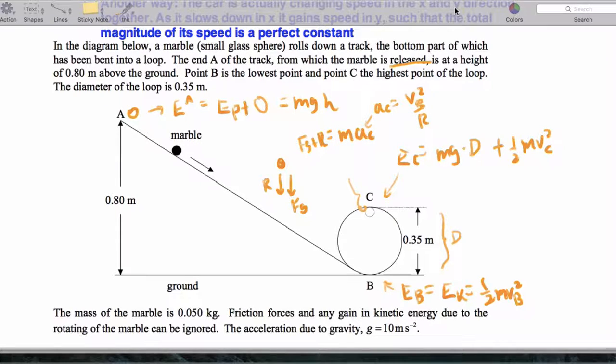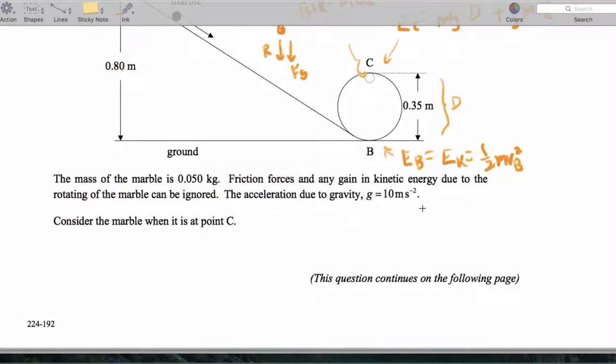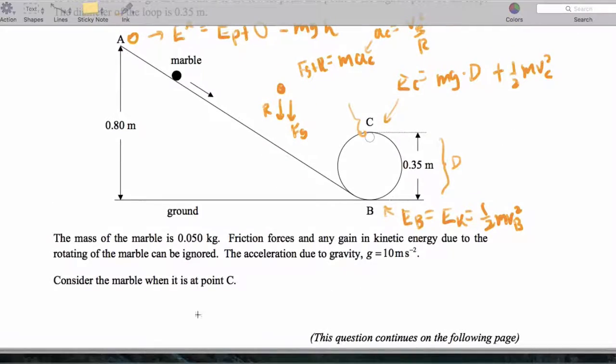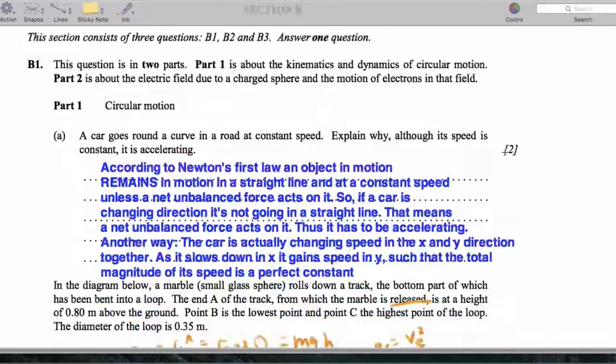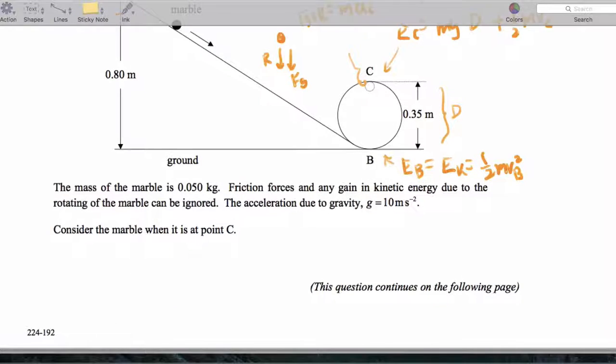Those are all things that I simply note as a person taking a look at this problem. I'm just taking all my experience and throwing it on here. I don't know which of these formulas I'm going to use. I'm just writing down every fact that seems pertinent. All right. Consider the marble when it's at point C. Let's do that. So what does it say?